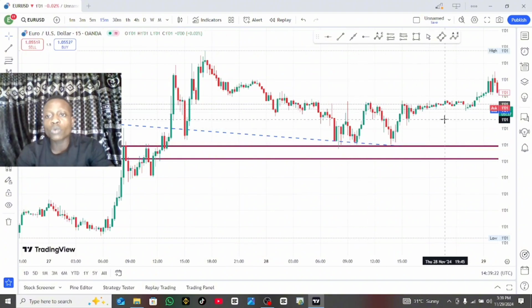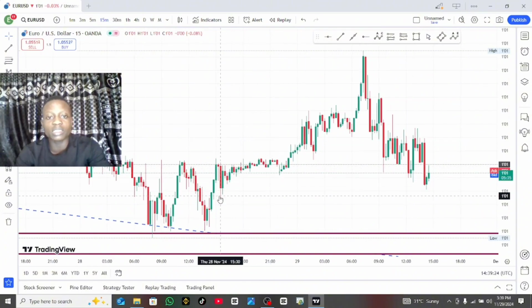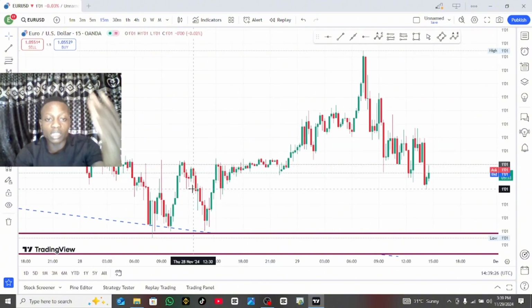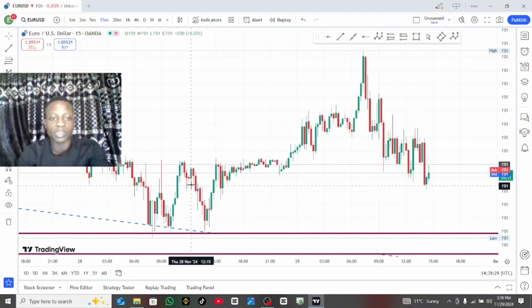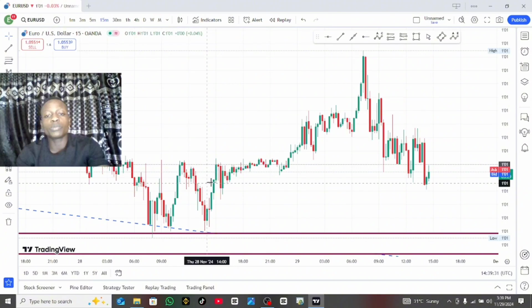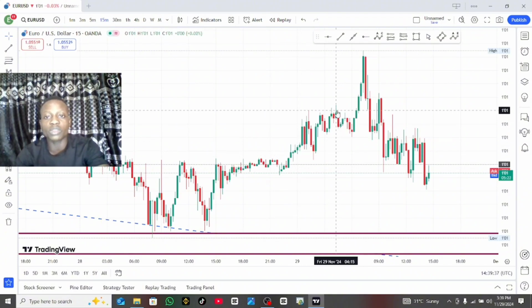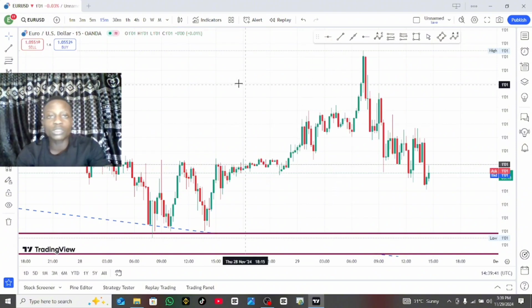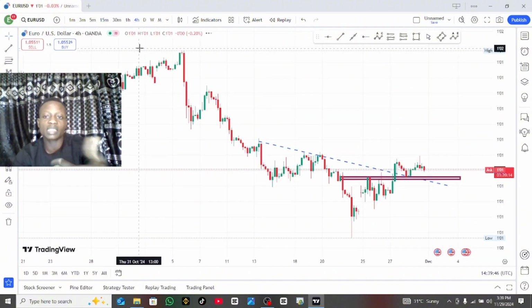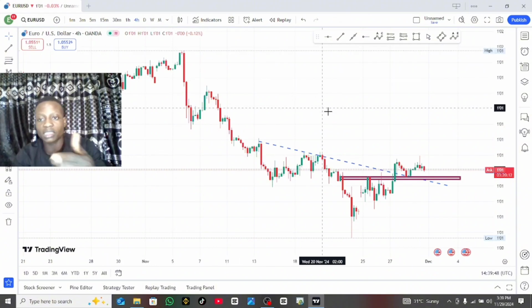But what Euro USD did yesterday, although it respected the strategy and what I expected, the consolidation was too much. I couldn't even wait till this morning before it hit my take profit, and I thank God. And again I switched to the 4-hour time frame. After I checked that it hit my take profit, I checked the 4-hour time frame.